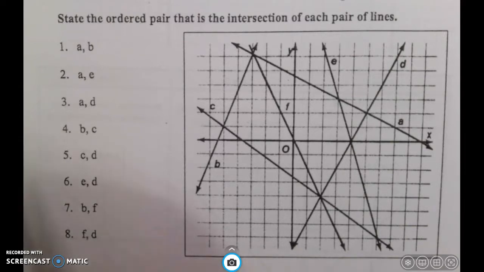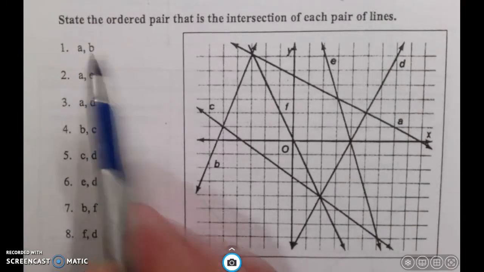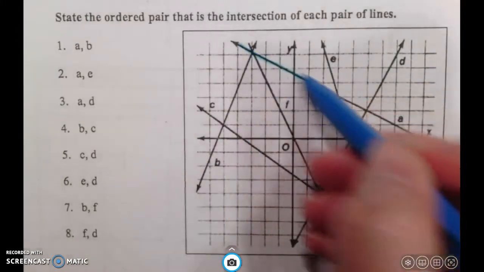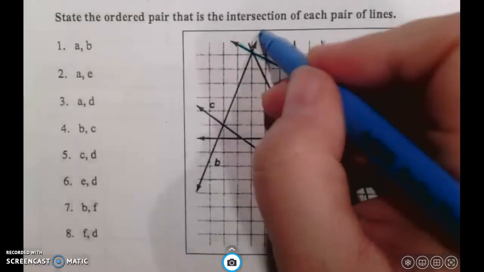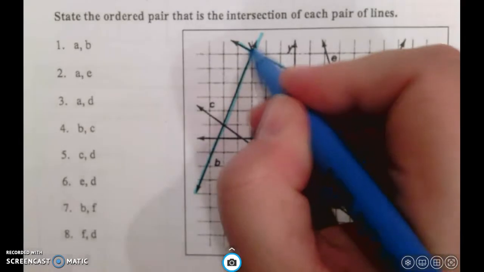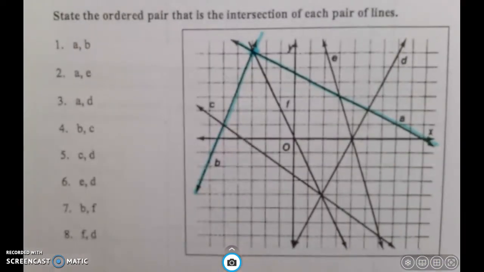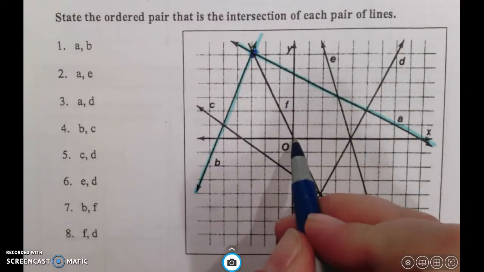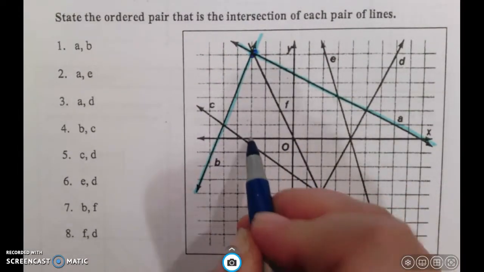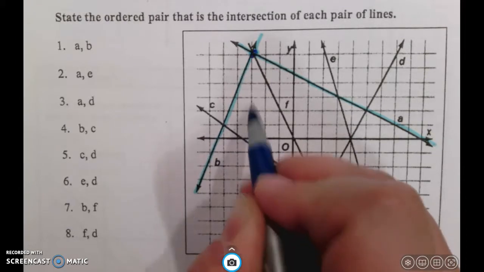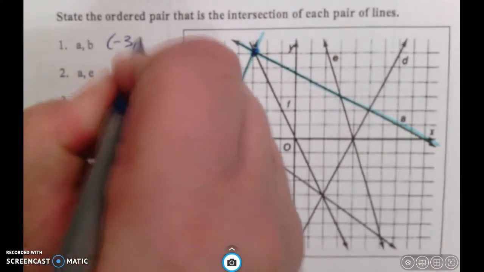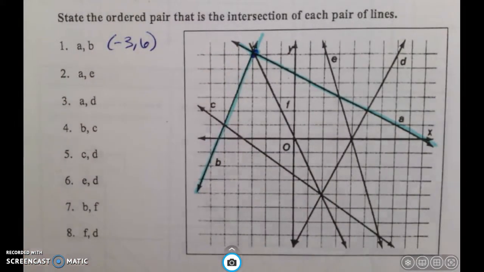So if you were to state the intersection of line A and line B, you would look for line A, which is right here, and line B, which is right here. So I'm basically looking for you to tell me the name of the point where they intersect. What is the ordered pair right there? Well, starting from the origin, I have to travel left 3 and up 1, 2, 3, 4, 5, 6. So the ordered pair would be negative 3, 6. I'll let you finish the rest of those for practice.